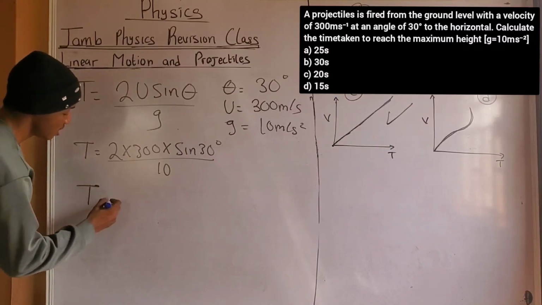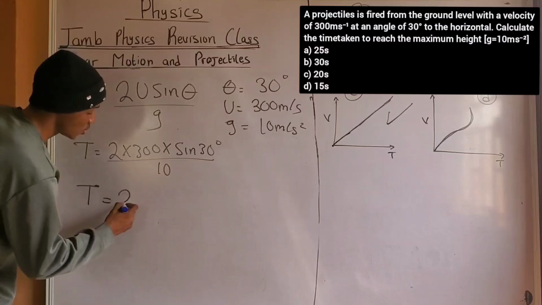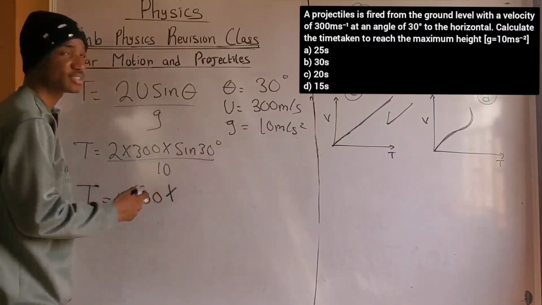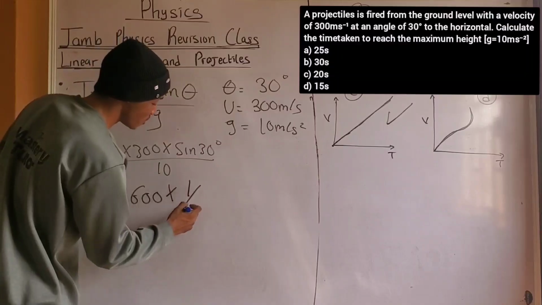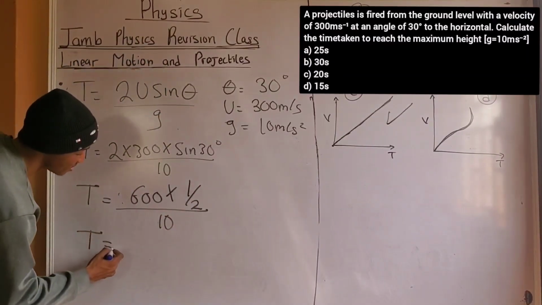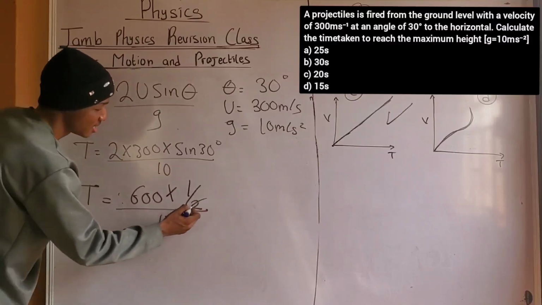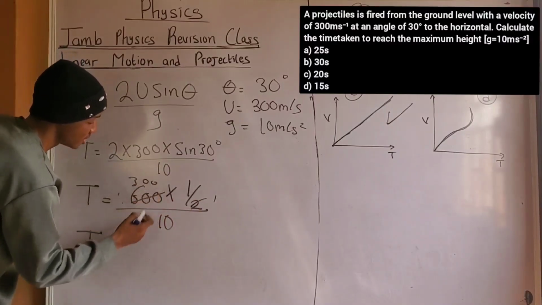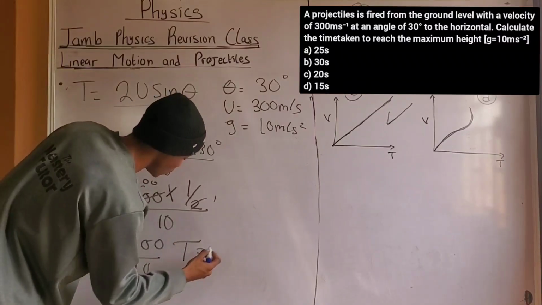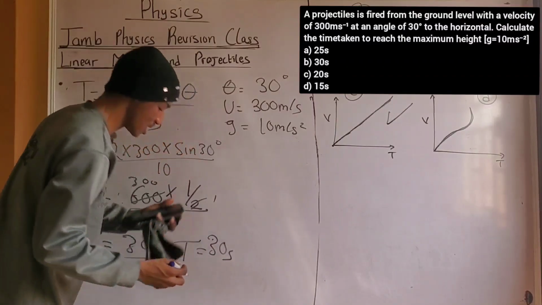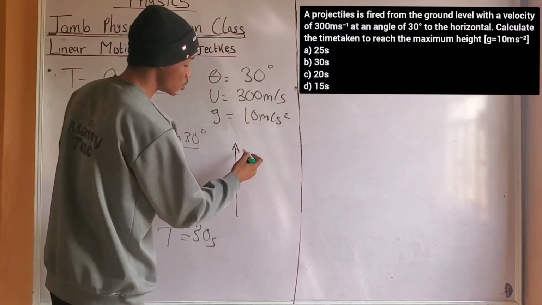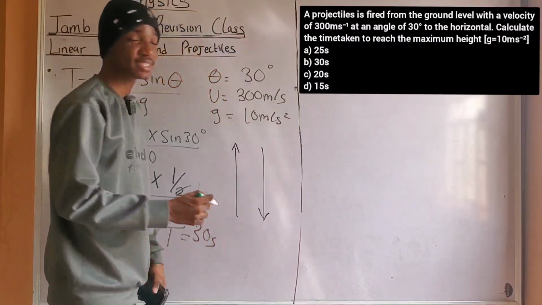I'm going to have t equals 2 times 300, that is 600. 600 times sine 30 degrees, which is 1 over 2, so I'm going to have 1 over 2 all over 10. T, the time taken, is 300 all over 10. So the time taken equals 30 seconds. This time that you have here is the time it takes the object to go up and come down. That is the time of flight.